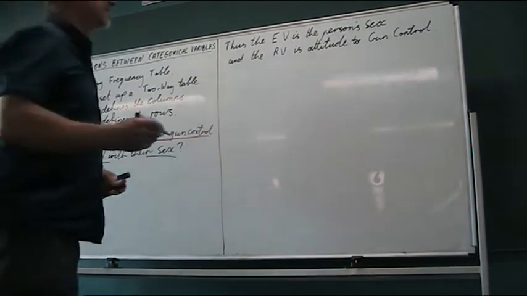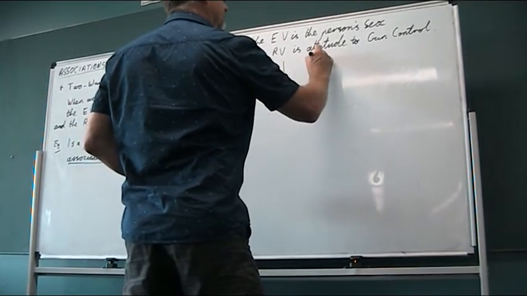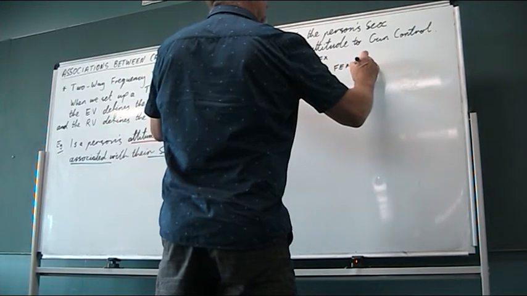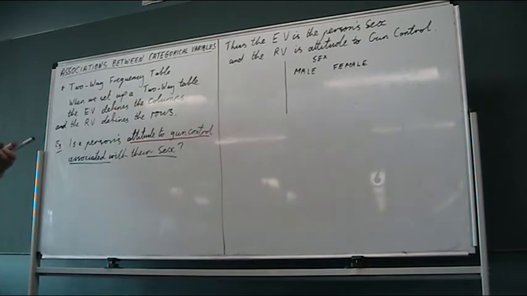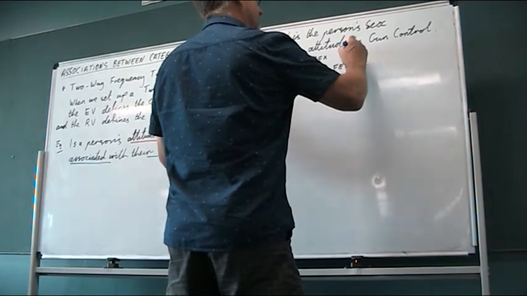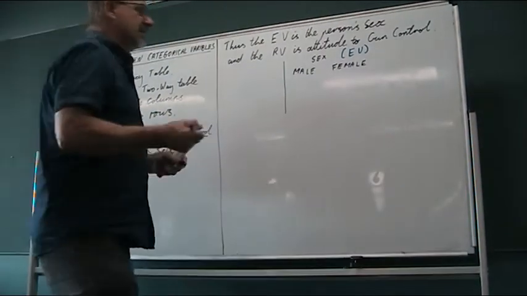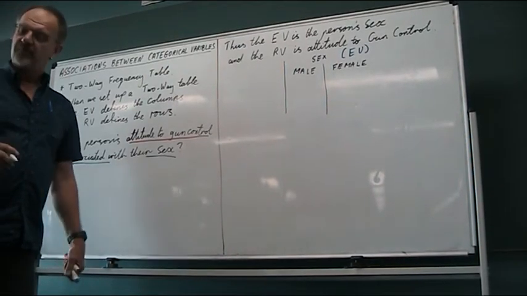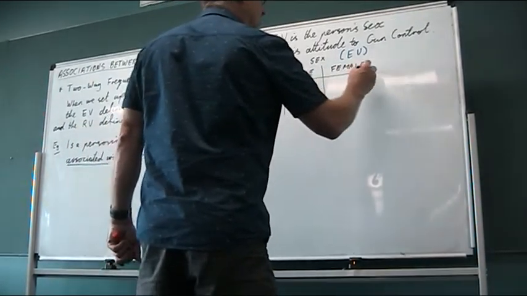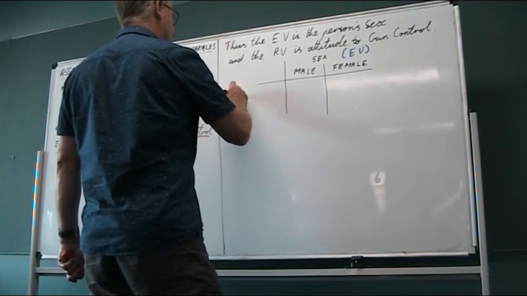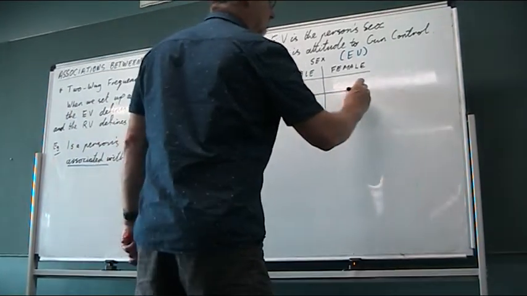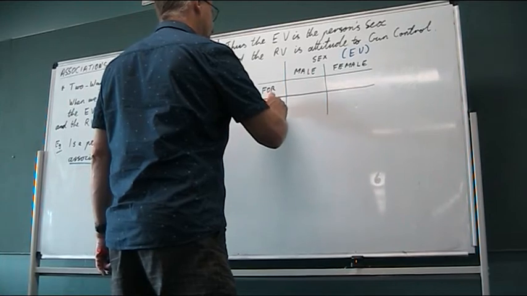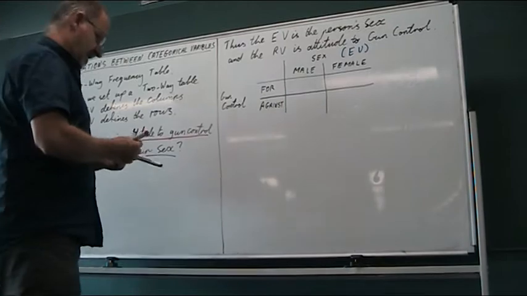So what that means is when we set up our table, the columns are the EV. The EV is the sex, so the column is the EV. There are two of those, male or female, so two columns. Our rows are our gun control views. Again, there are two things, you're either for or against it in this case, and so they're our rows. And that's our RV.